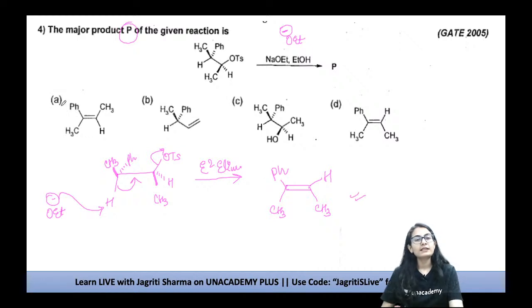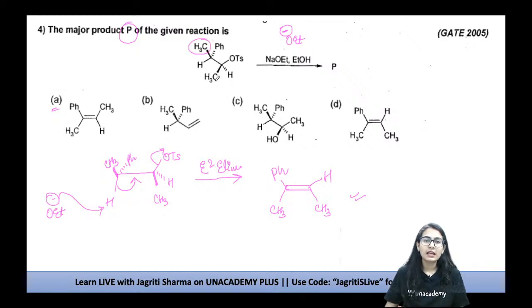Okay, why is option number A wrong? Because here you are having the methyl trans, which is not possible. Both of the methyls are on the same side. Because the anti-periplanar position is already present, you don't have to rotate the molecule or make any conformational changes, and that is why you are having both the methyl directly on the same side. So the answer is option number D.